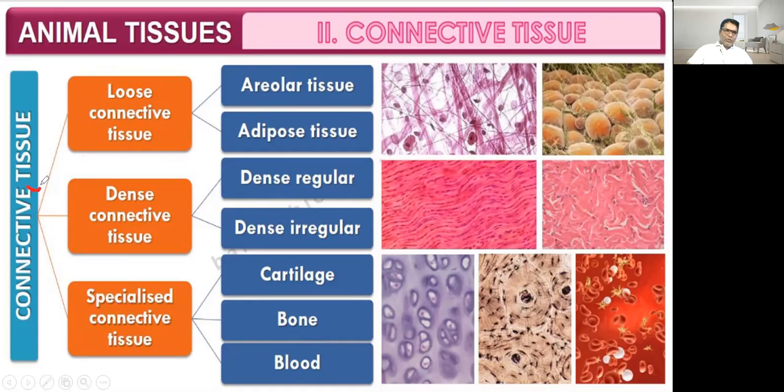So connective tissues are of three types: loose connective tissue, dense connective tissue, and specialized connective tissue. Loose connective tissue includes areolar tissue and adipose tissue. The second is dense connective tissue, which is dense regular and dense irregular. The specialized connective tissue includes cartilage, bones, and blood. Now we'll be discussing all these tissues one by one.